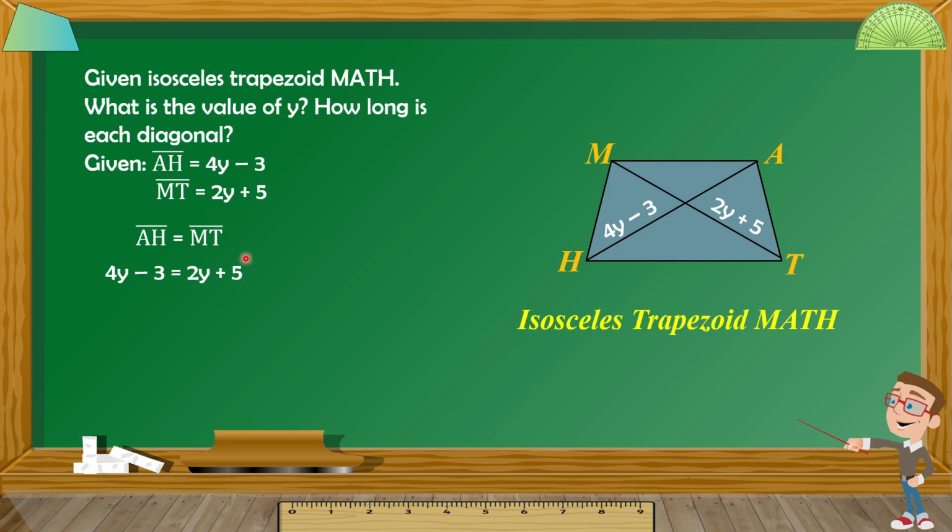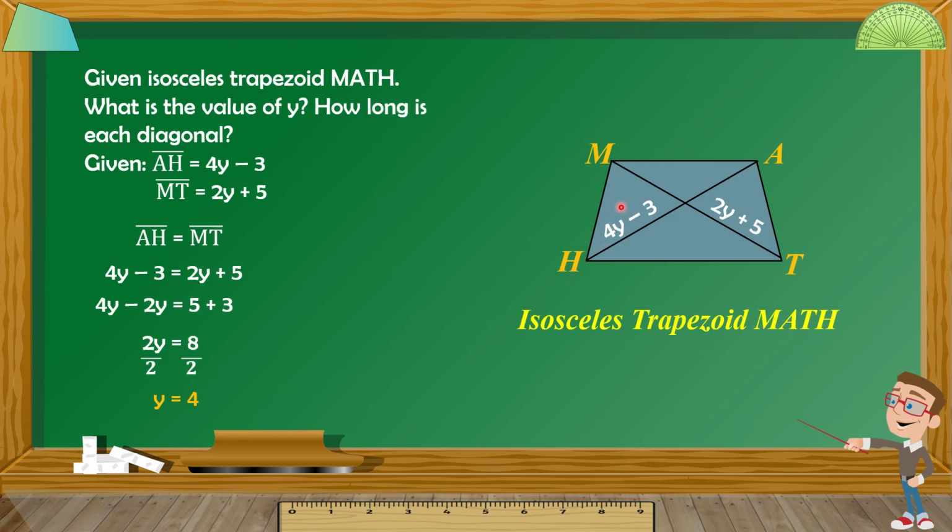And then, simplify lang natin. Lipat natin lahat ng mga may variables sa left side at yung mga numbers sa right side. So, nilipat ko si 2y sa left side, naging negative 2y, at negative 3, nilipat ko sa right side, naging positive 3. 4y minus 2y, that is 2y. And 5 plus 3, that is 8. And we will divide both sides of the equation by 2 para ma-isolate si y sa left side. So, makakancel na ito. And 8 divided by 2, that is 4. So, the value of y here is 4.